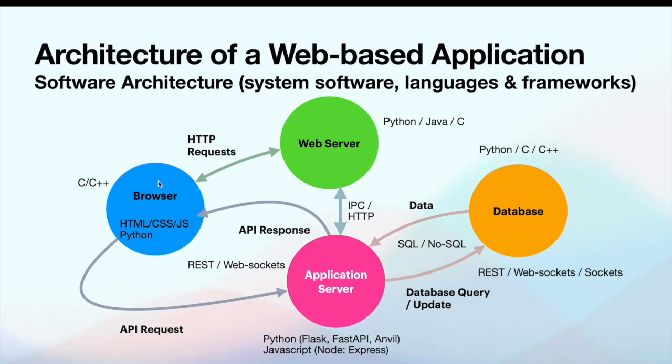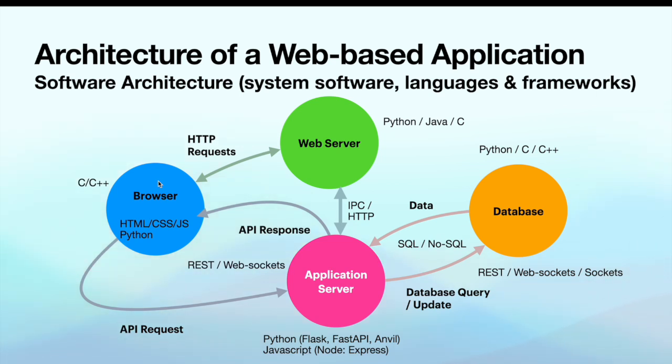Okay, so my browser talks to the web server first. Yes, but the browser also directly interacts with the application server via API requests. And it receives API responses directly from it. Oh, so sometimes the browser bypasses the web server for certain things? Precisely for the core application logic. The application server handles that. It's usually developed using Python frameworks like Flask, FastAPI, Anvil. Or JavaScript frameworks like Node.js with Express, or React.js. So the application server is where all the brains of the app live.